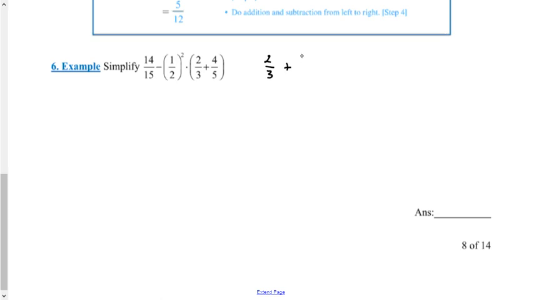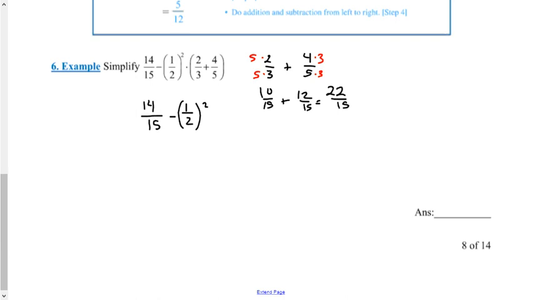I've got to get common denominators because if I'm adding fractions, that's going to be a 15. So I'm going to take this one times 5 on bottom and top, and we'll take this one times 3 on bottom and top. That's going to get me 10/15 plus 12/15 will make 22/15. So that's the part that's inside this parentheses. What my problem looks like now would be 14/15 minus 1/2 squared times 22/15.